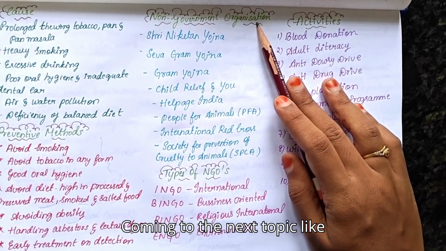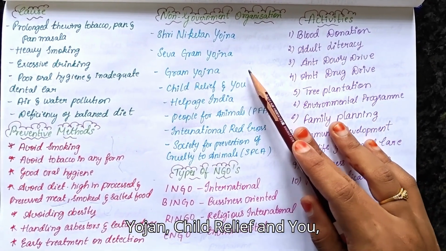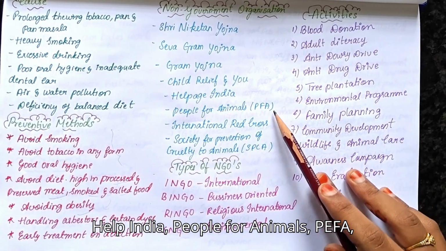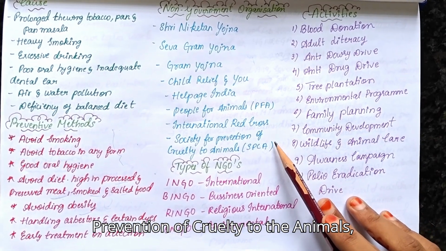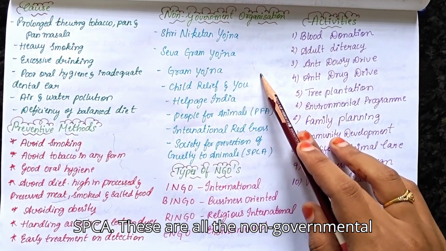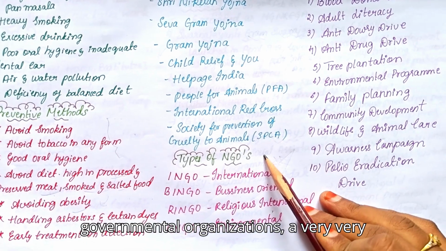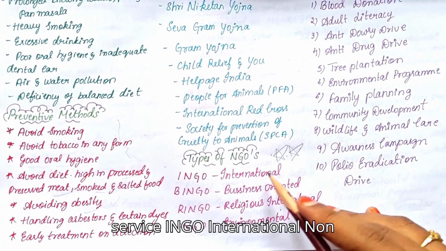Coming to the next topic, non-governmental organizations: Sri Niketan Yojan, Seva Gram Yojan, Child Relief and You, Help India, People for Animals (PFA), International Red Cross, Society for Prevention of Cruelty to Animals (SPCA). These are all non-governmental organizations. Next, coming to the types of non-governmental organizations, a very important subtopic under social service.